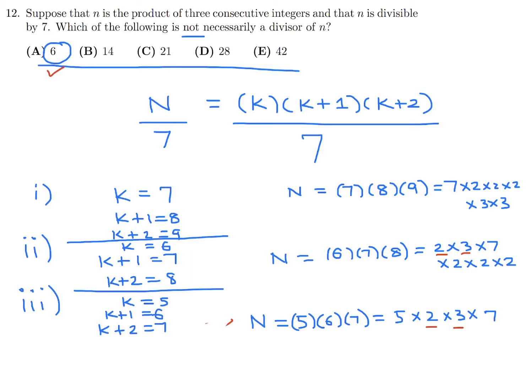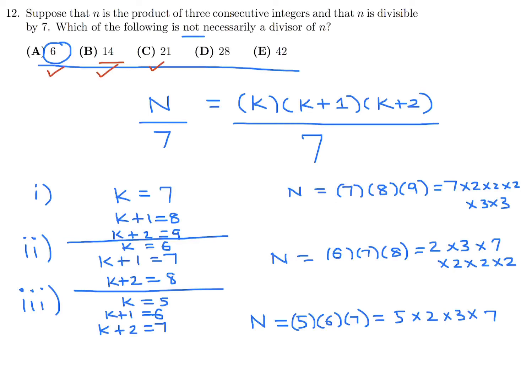Now let's go for the next one. And I hope you kind of see a pattern. How about 14? In the first scenario, 2 times 7 would give you 14. So that's good. In the second scenario, 2 times 7 is also possible, and so is the third. So B is good. How about 21? Can we get 21 in the first scenario? 7 times 3 would do it. And 7 times 3 is also possible there, and there. So 21 is good.